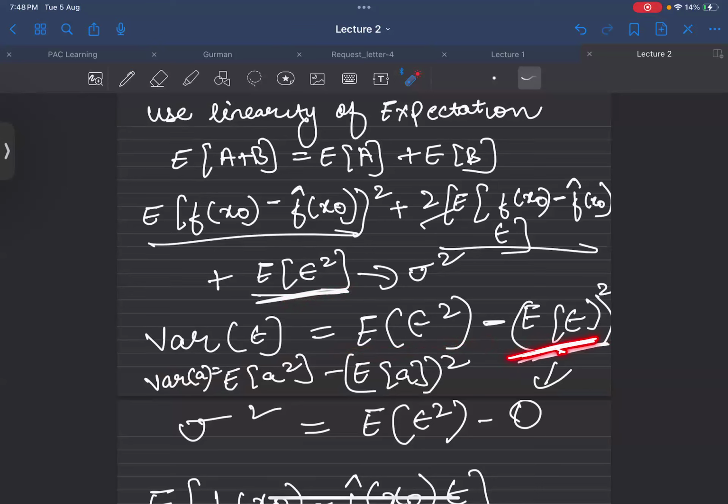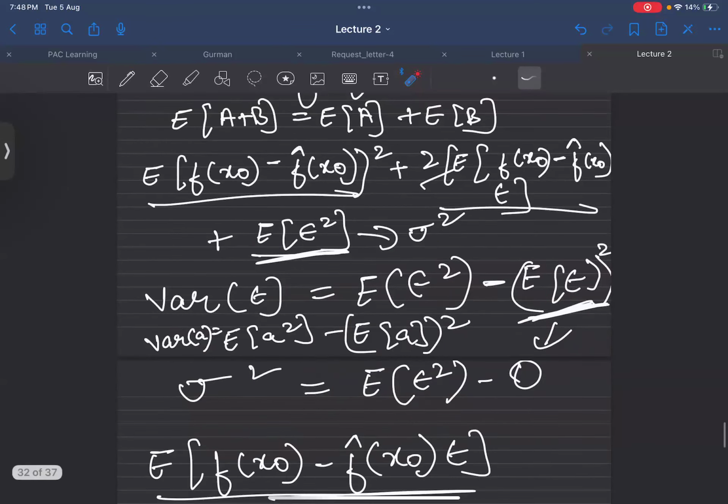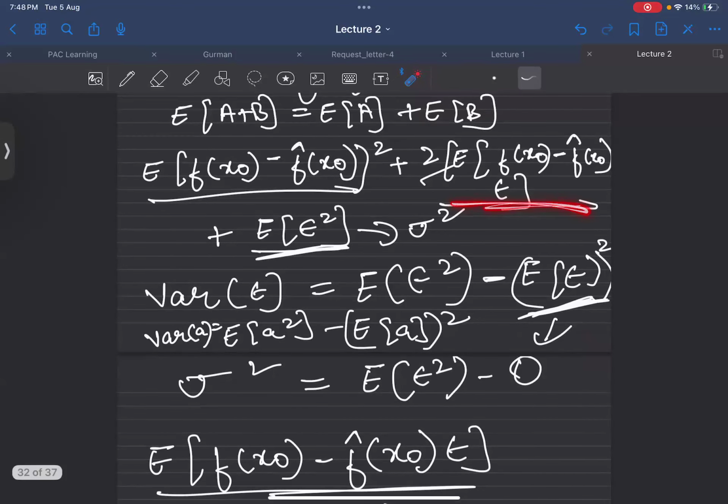I know the expectation of epsilon is 0. So its square is also equal to 0. So I have expectation of epsilon square, which is equal to the variance. I can write it as sigma square, what we usually write for the variance. So this third term is equal to variance.